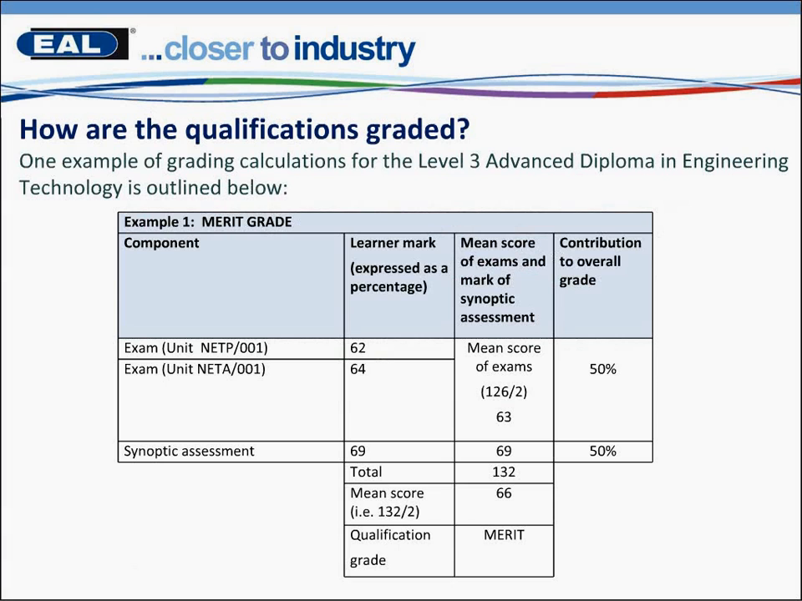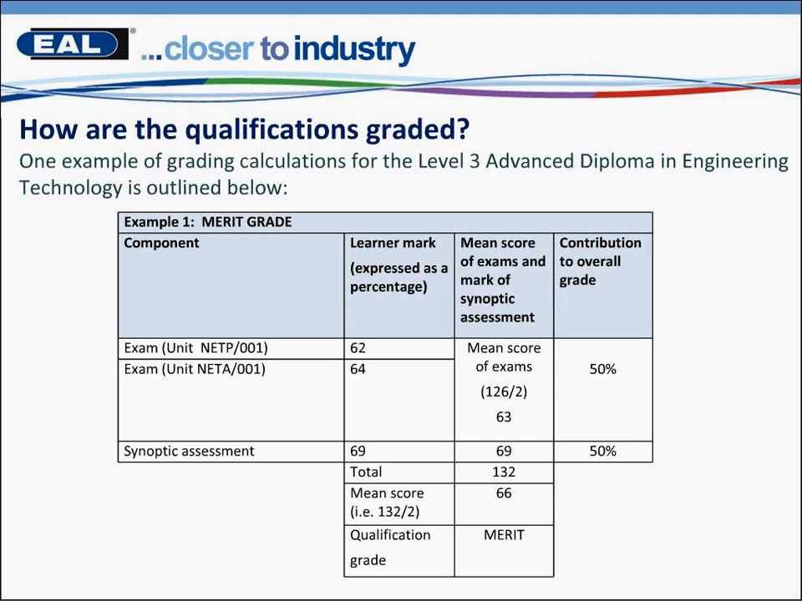So the learner would take the online exam NETP001 and they achieve a mark of 62. They would then take the other mandatory unit, NETA001, and they achieve a mark of 64%. These two are added together and divided by 2 because there's 2 online exams here to give 63.